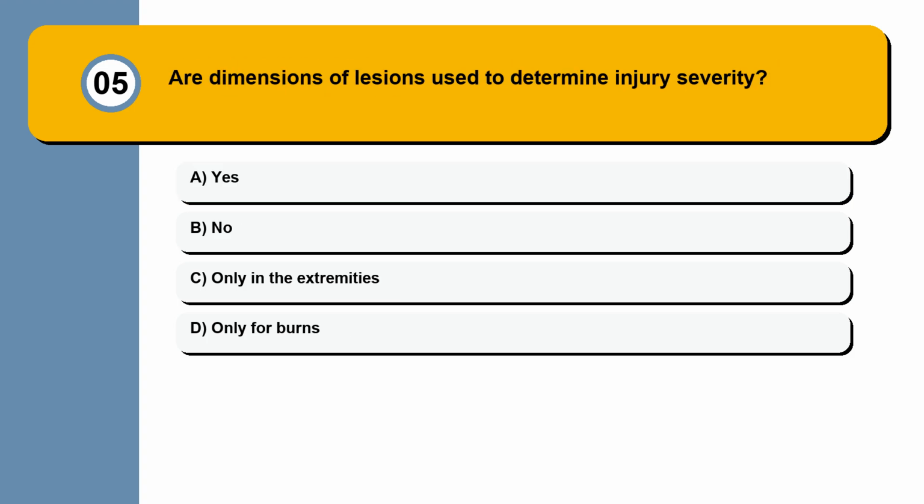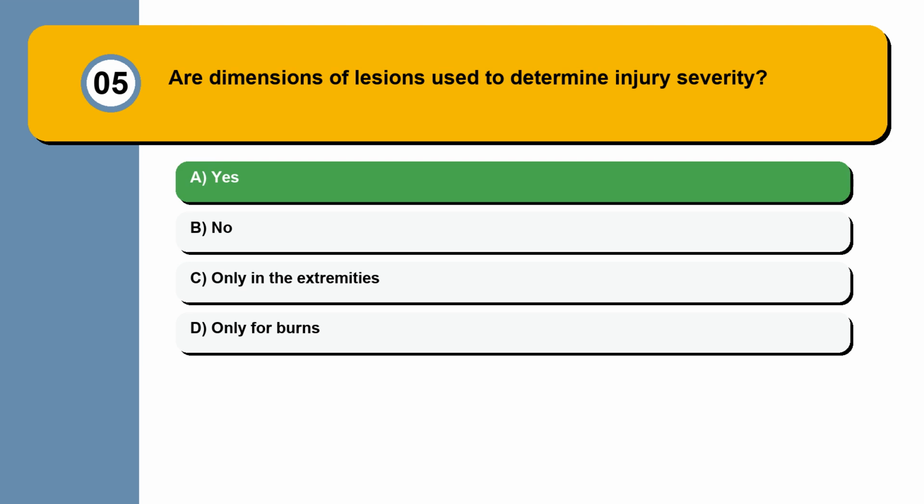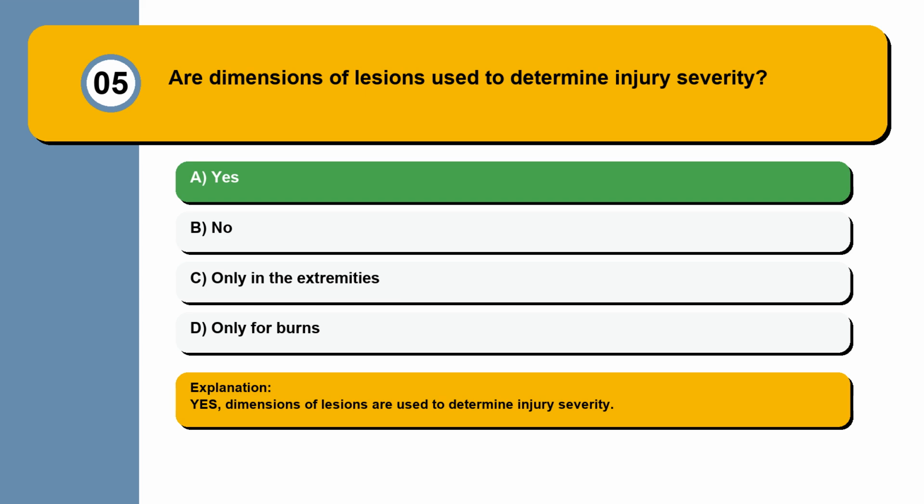Question 5. Are dimensions of lesions used to determine injury severity? Yes, no, only in the extremities, only for burns. Yes, dimensions of lesions are used to determine injury severity.